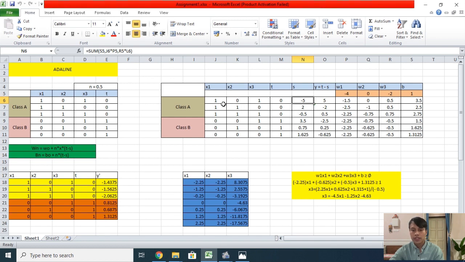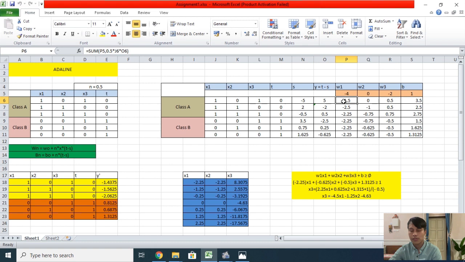If the values of x1, x2, x3 are 1, we need to add the value of W1 for x1 and W3 for x3. So we need to add negative 4 and negative 2. Negative 4 plus negative 2 and plus the bias, which is 1. So that's why we get negative 5. Next we need to find t minus s. T minus s is t minus negative 5. So we get 5.